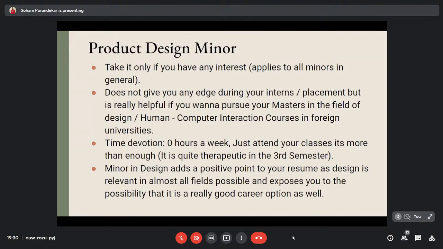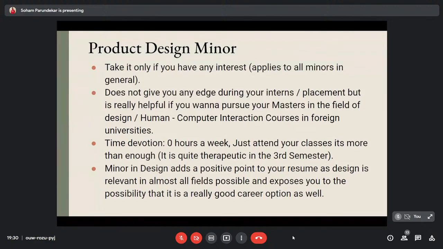The time devotion for this minor is like 0 hours a week. You don't have to put in any effort. You just have to put in effort when there's an assignment deadline, and that is also not a lot. Just attend your classes, listen to your teacher, and it will be all cool.